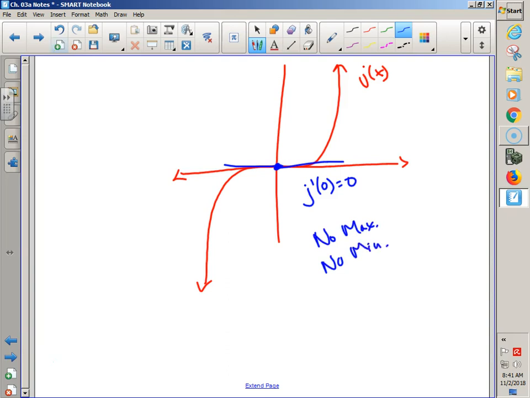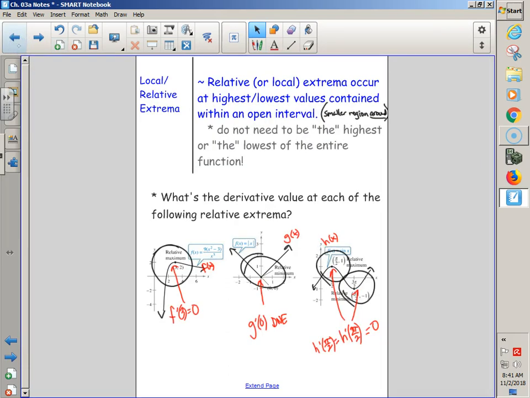But he has a derivative that equals 0. I know. So what's the struggle? You guys ready? When do relative? We'll get back to absolute in a second because he's kind of tricky.